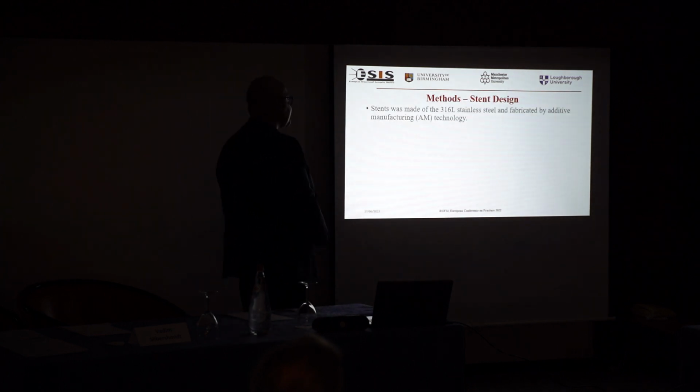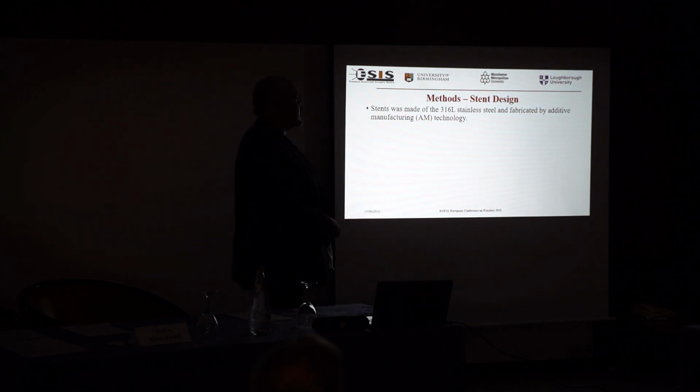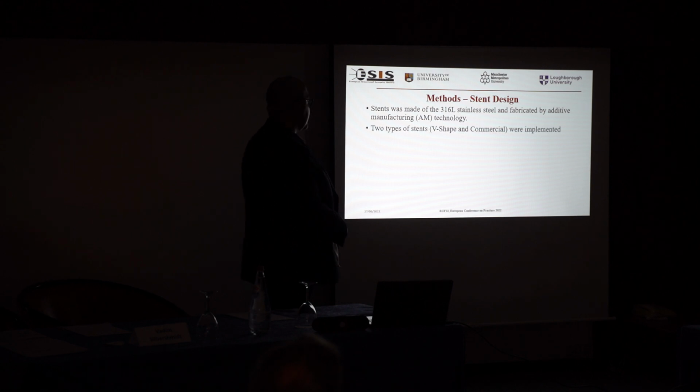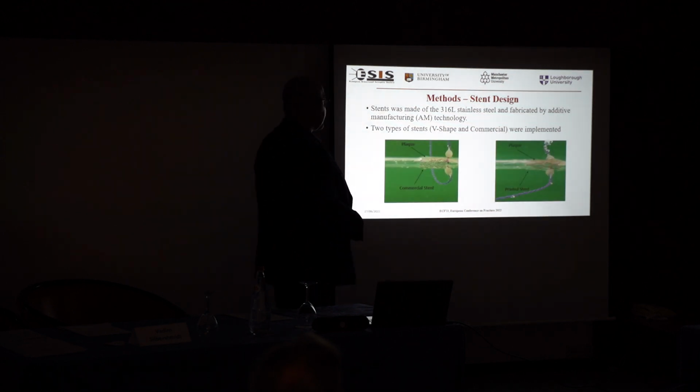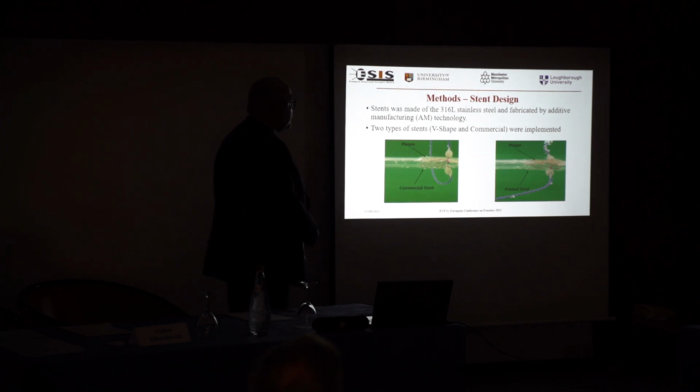Then the stent design was made of 316L stainless steel and fabricated by AM technology. Two types of stents, the V shape, which is the printed one, and the commercial one, were used in the experiment. This is the commercial one, and this one is the V shape. This is how to record the change of diameter, and this is the plaque after the full expansion of the stent.